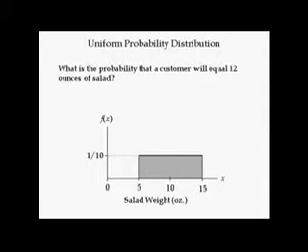Question: what is the probability that a customer will take exactly 12 ounces of salad? In statistics notation, we denote this as P of x equal 12, and read that as the probability that x equals 12. If we compute this probability as if we were computing the area of a rectangle under this graph, the rectangle would have a width equal to 12 minus 12, or 0.